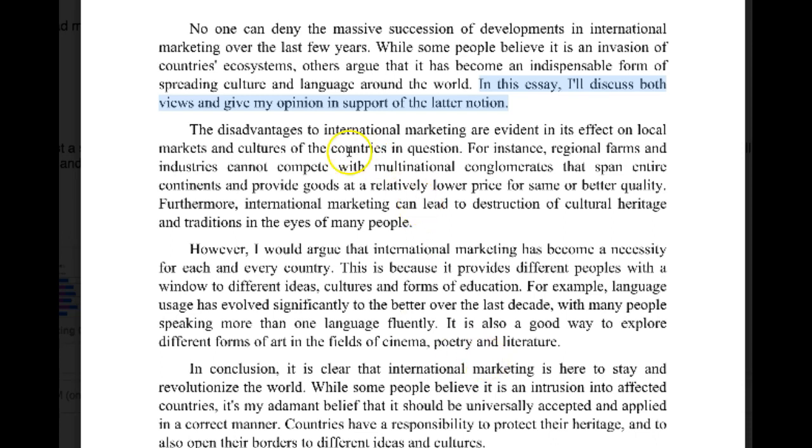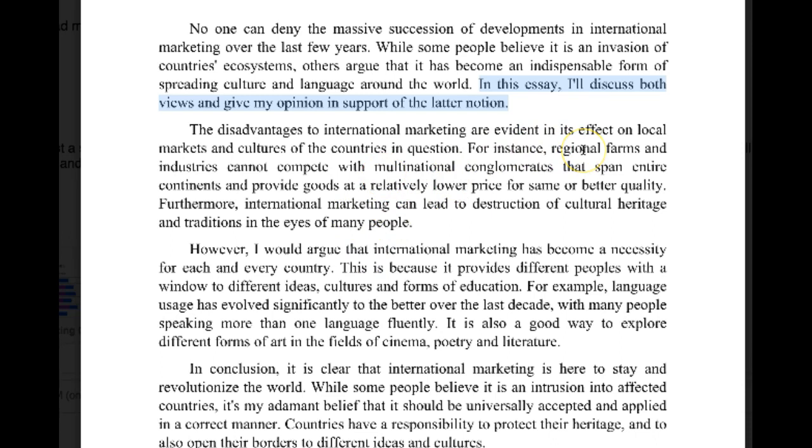The disadvantages of international marketing are evident in its effect on local markets and cultures of the countries in question. For instance, regional farms and countries cannot compete with multinational conglomerates that span entire continents and provide goods at a relatively lower price for same or better quality. Good. Furthermore, international marketing can lead to a destruction of cultural heritage and traditions in the eyes of many people. So here what we can see, Omar, is that you've jumped, okay?